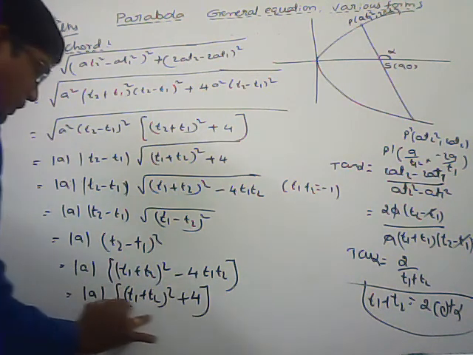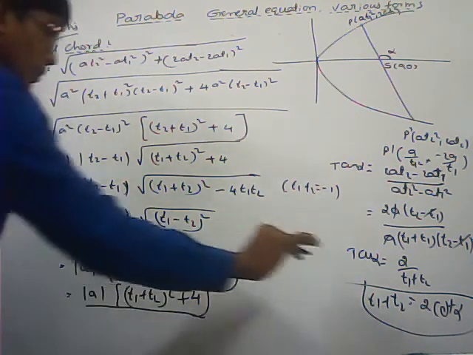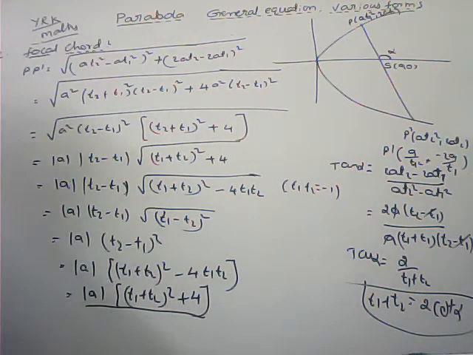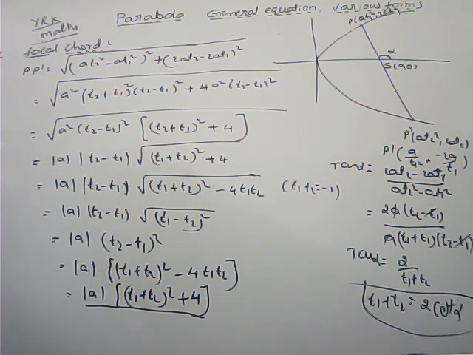This is the actual length of the focal chord. Modulus of a into (t1 plus t2) whole square plus 4. Now here you can substitute it. This is better. Easily we can get that one. This is if any endpoints are given, modulus of a into (t1 plus t2) whole square plus 4. That is the length of the focal chord.